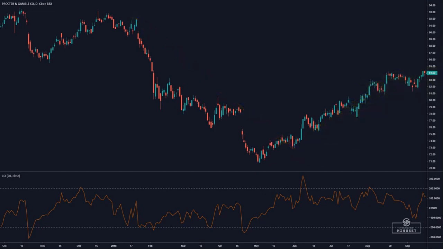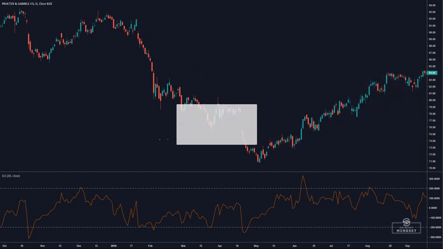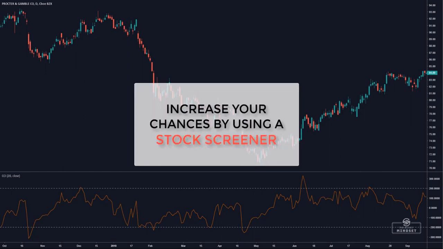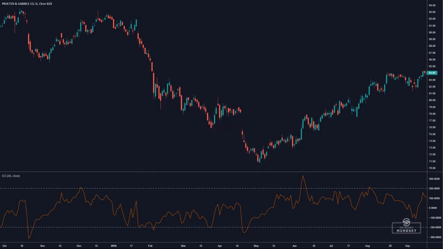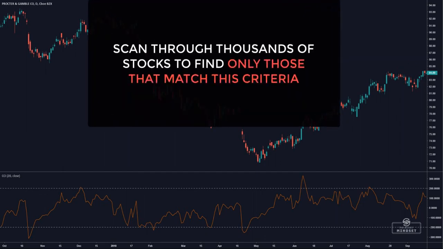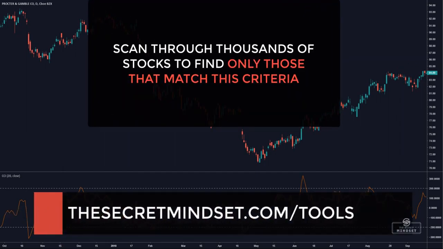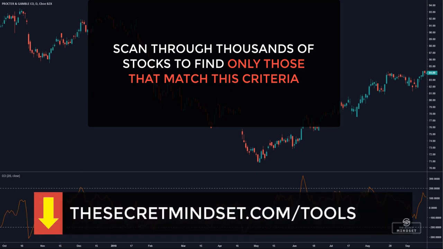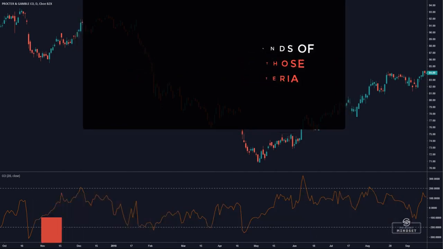Like I said before, if you want to trade stocks and increase your chances when you use this strategy, a stock screener is one of the most important tools in your arsenal. It will help you to sort through thousands of stocks to find only those that match specific criteria. This way you get to choose between stocks and trade only the signals that have the greatest potential.